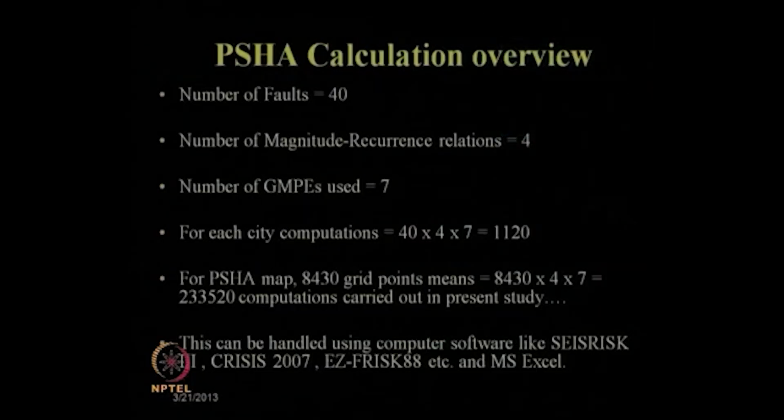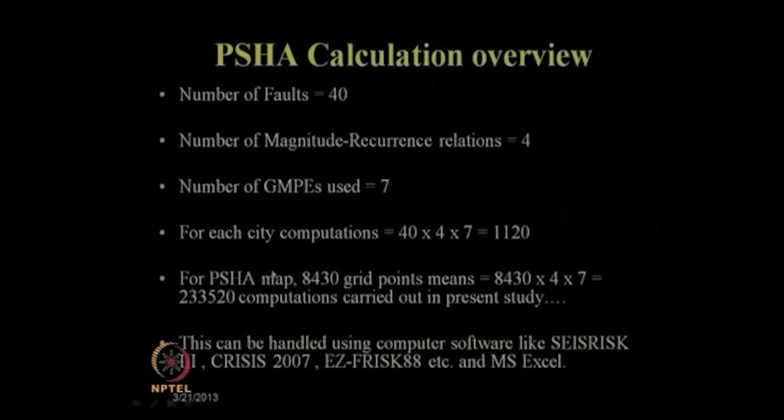Next is PSHA calculation overview. So, what are the steps we are doing? Number of faults, as I have already mentioned, 40 major faults have been identified and those are considered only for further calculation. And the number of magnitude recurrence relations we are using is 4 models, right. And the number of GMPs we are using is 7 GMPs. So, for each city how many computations should we do? That is 40 into 4 into 7, that is 1120.